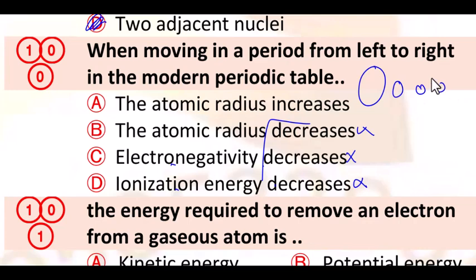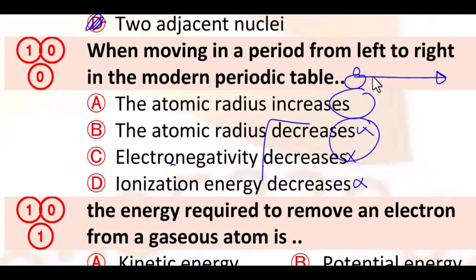The smallest elements are found in the upper right of the periodic table. When moving in the periodic table, the atomic radius increases from up to down and decreases from left to right. So the answer here is the atomic radius decreases, but the electronegativity and the ionization energy increase. So the trend in properties in the periodic table from left to right is that atomic radius decreases and all other properties increase.